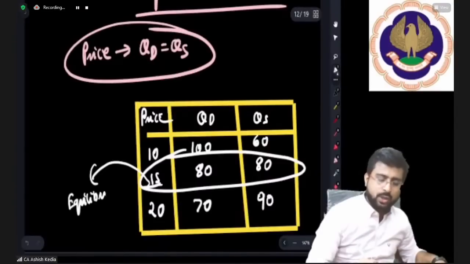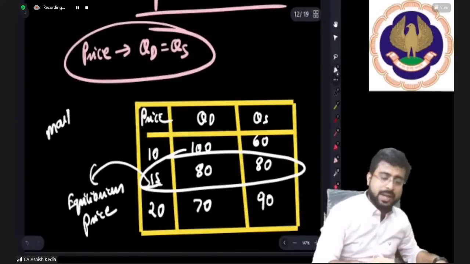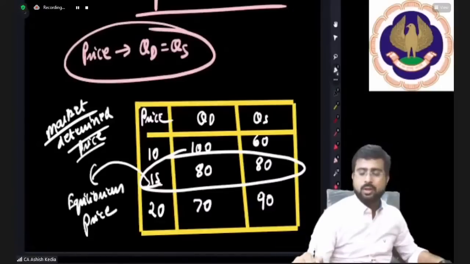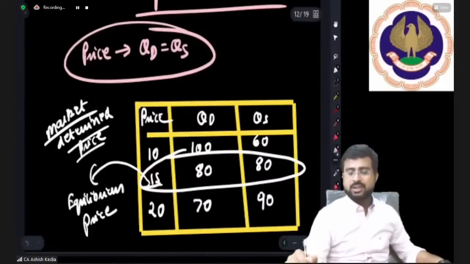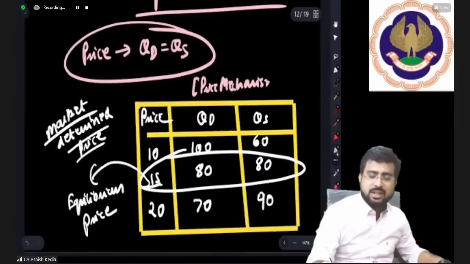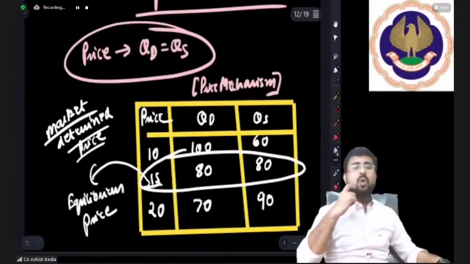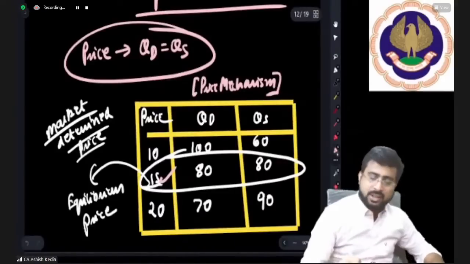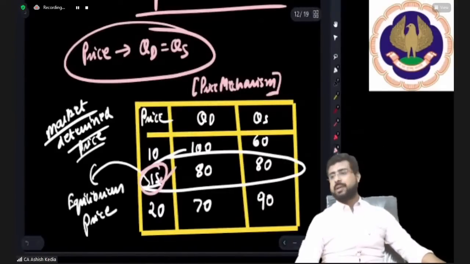It's also called the market determined price, and this concept is also called price mechanism. Price mechanism is a concept which tells us that quantity demanded becomes equal to quantity supplied at a particular price level. That price level is called equilibrium price.